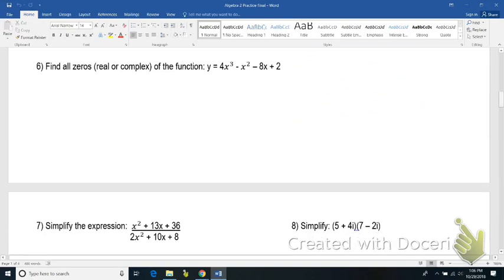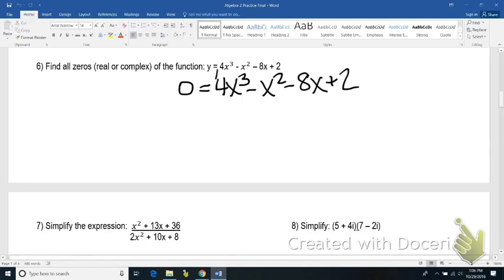All right, number 6. Find all zeros. That means set the whole thing equal to 0 and factor. So what kind of factoring do we have to use here? Yes, grouping. Do you have your practice sign? You can, if you need to review it, kind of go back and forth.